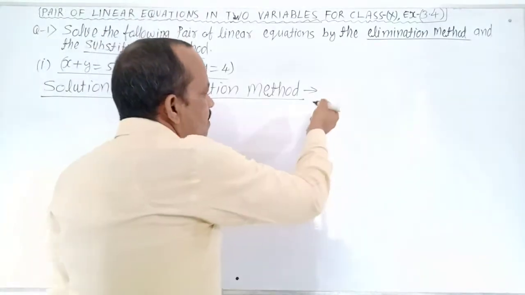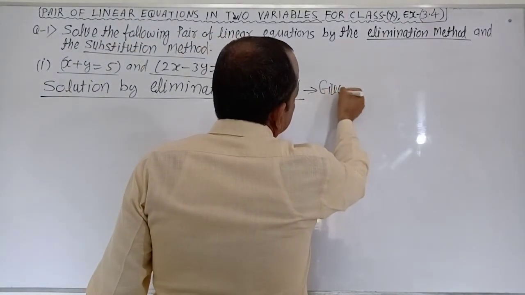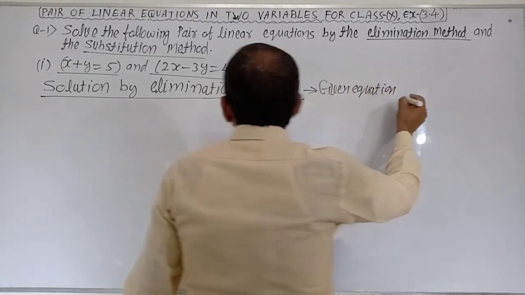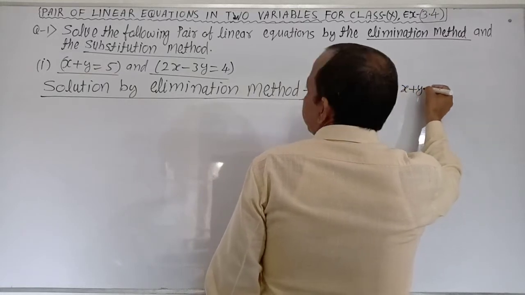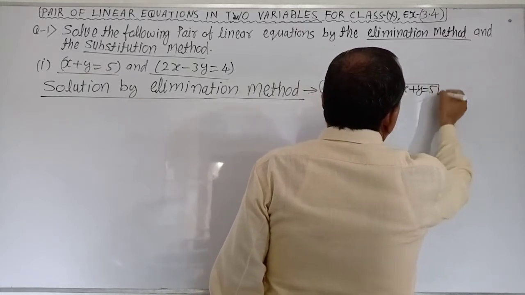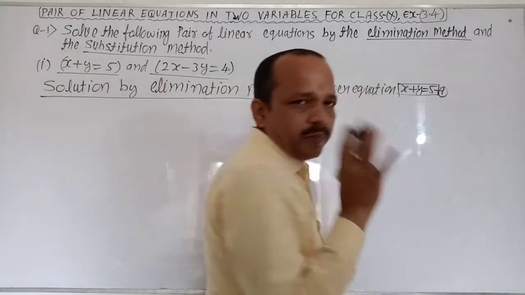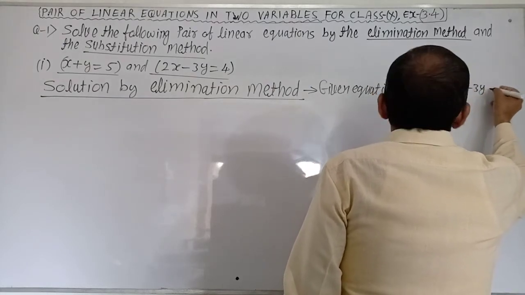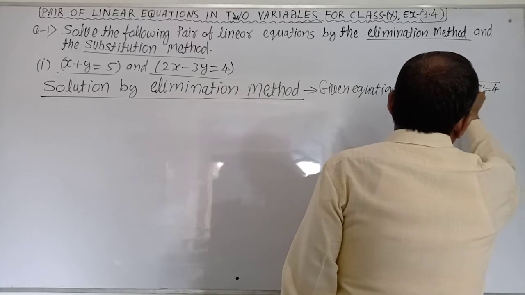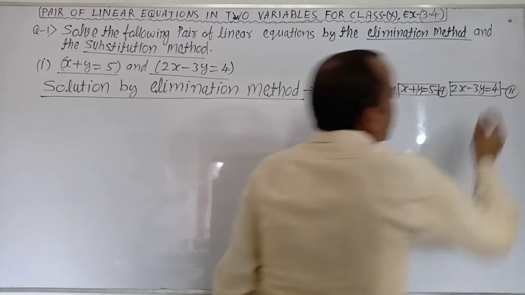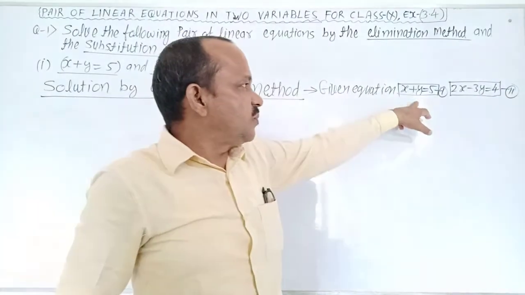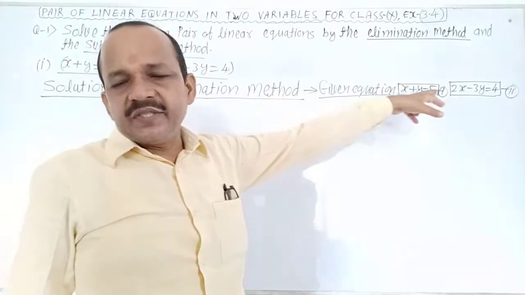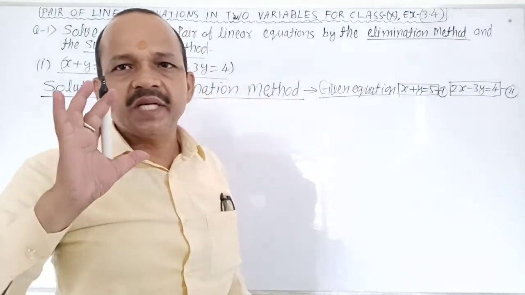Very good. Given equations: x plus y equal to 5, it is equation first. 2x minus 3y equal to 4, it is equation second. You solve equations first and second by the elimination method.